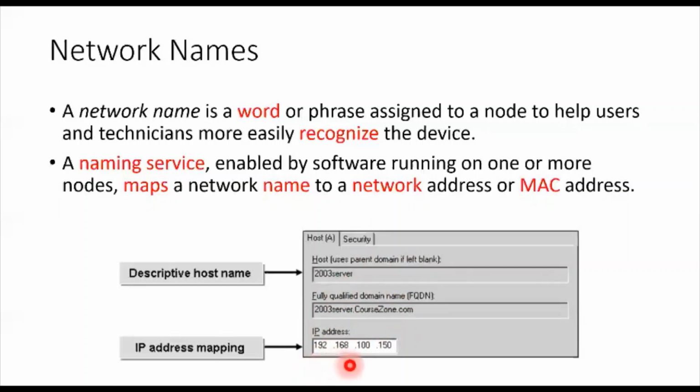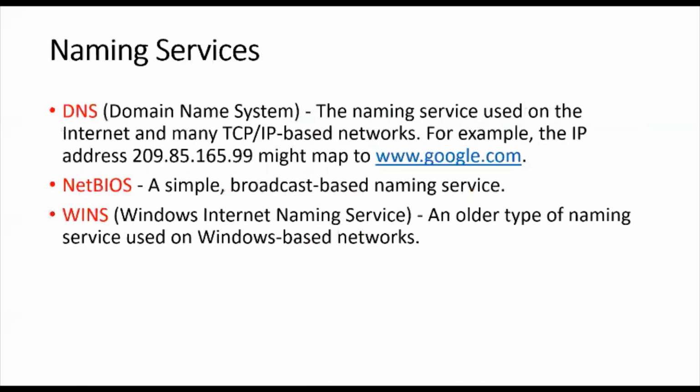192.168.100.150. So instead of remembering this address, I can remember this name, 2003 server, which is much easier. This is made possible by naming services. Let us look at some of the naming services. They are DNS, NetBIOS, and WINS. These are some of the naming services which help to map the network name with the IP address.